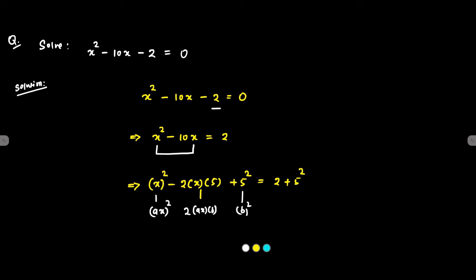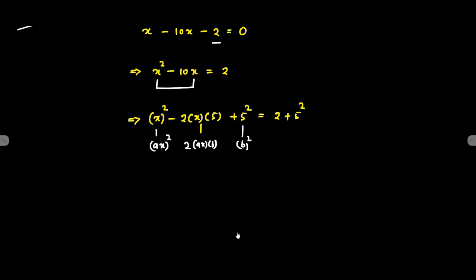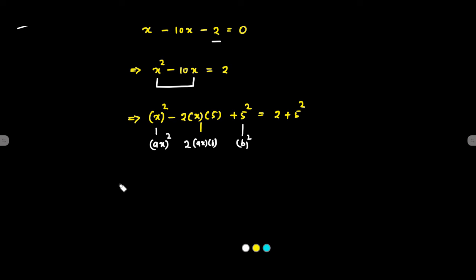Okay, so that implies this equation becomes x minus 5 whole square, x square minus 2x into 5 plus 5 square. So it is x minus 5 whole square, a minus b whole square formula, a square minus 2ab plus b square. Okay, so here x minus 5 whole square is equal to 2 plus 25, which is equal to 27.